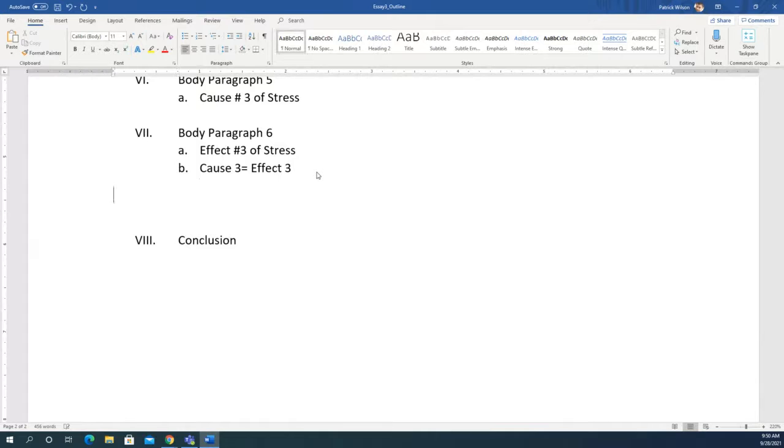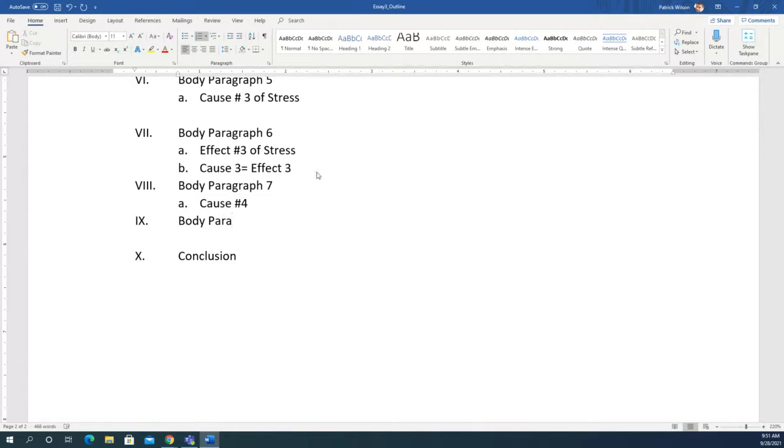And again, if you don't feel like you have enough, then what you're going to have to do is keep going and put body paragraph 7. And by doing this, it's actually getting you used to writing multiple paragraphs, because you're going to need to do that when it comes to all the other essays from here on out. So you'd have effect 4 of stress, or cause 4 in this case. Cause number 4. And then, since you have a cause number 4, you would have to have an effect number 4.